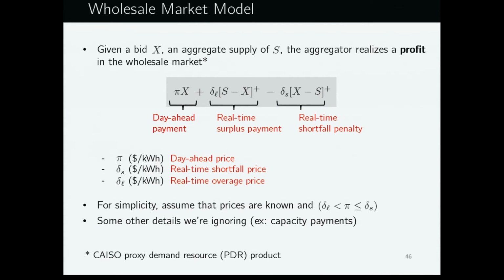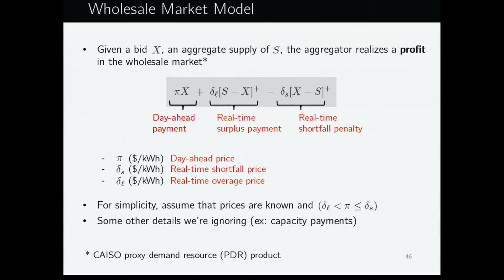And we'll make some simplifying assumptions on the relationship between these prices, which we'll also assume to be fixed and known. That can be relaxed, but for the purposes of simplicity in this talk, we'll keep those. And there are also other details we're ignoring in terms of more complex bids that this aggregator utility can make in the wholesale market. So these markets are actually run today.